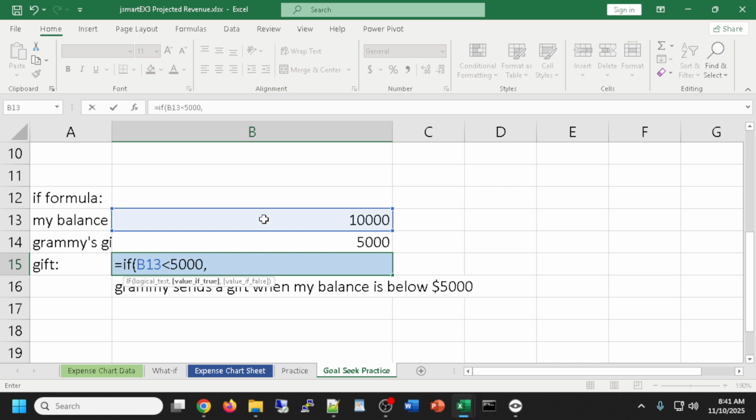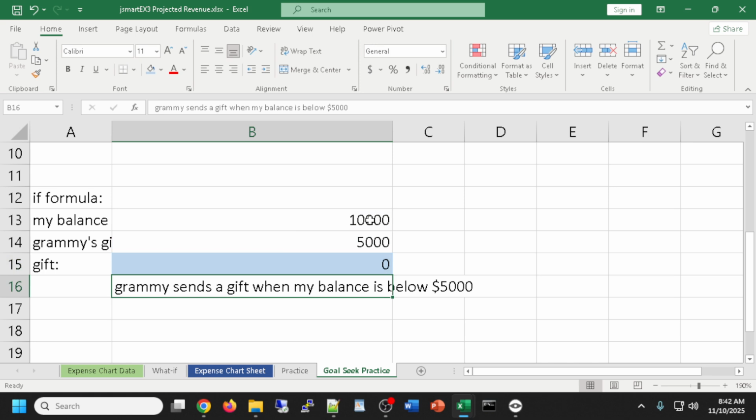What does she send me? She sends the gift. And if my balance is not below 5,000, what do I get for a gift? 0. If I don't put a 0 there, I'll get a false instead of a mathematical 0. There is the answer to the if question. What would the gift be? And I hit enter. Do I get a gift this month? No, my balance is above 5,000.